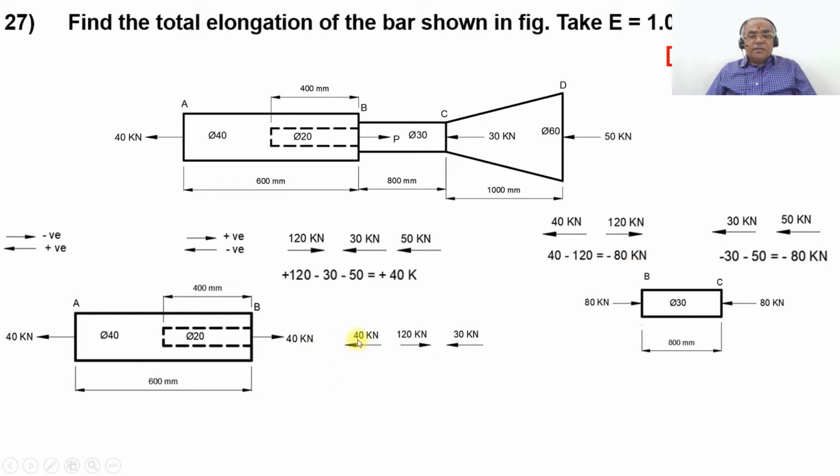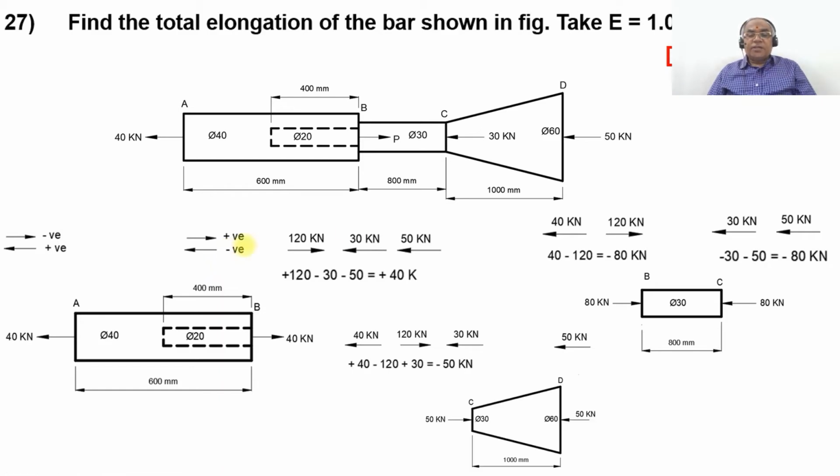So according to this convention, the load acting toward the left side is positive on the left hand side. So plus 40 minus 120 plus 30, which is equal to minus 50 kilonewton. Similarly, on the right hand side, we are going to have the left side 50 kilonewton. According to this, the load acting towards the left side is negative on the right hand side of the segment. So therefore, it will be compressive in nature.